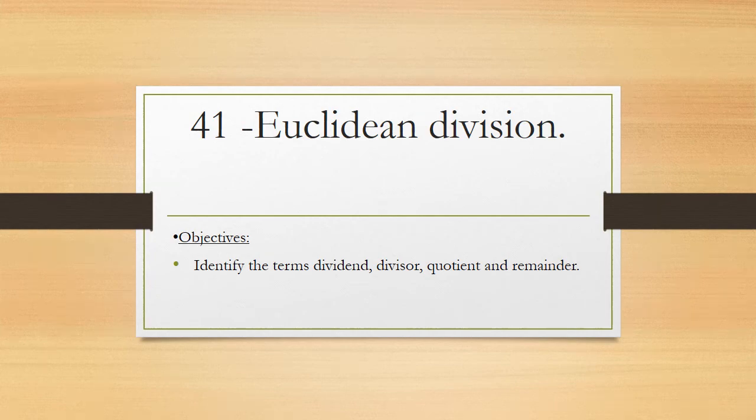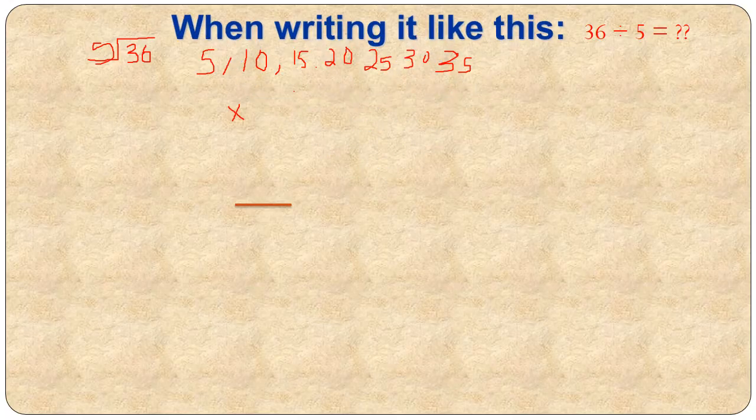Today we are going to start our new lesson about Euclidean division. In this lesson, we will identify the terms of dividend, divisor, quotient, and remainder. Let's start with an example to understand what I'm talking about.